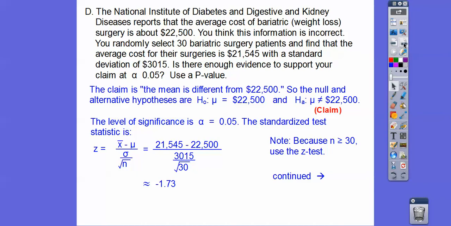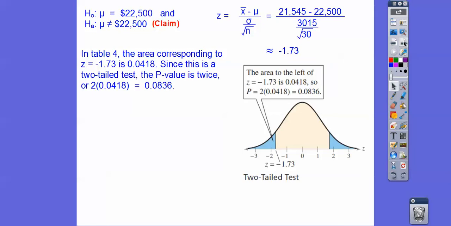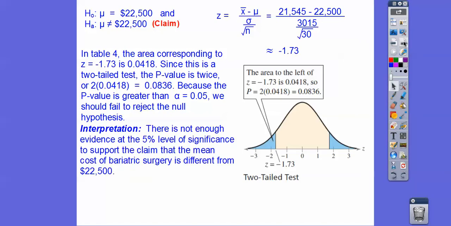Okay, so what we do is we go look up negative 1.73 on the z-score table, and that gives us just this area over here, 0.0418. Well, since it's not equal to, we have to include that area, so if we double that, we get 0.0836. Since that's greater than 5%, we're going to fail to reject the null hypothesis. Okay, so interpret that. There is not enough evidence at the 5% level of significance to support the claim that the mean cost of bariatric surgery is different from 22,500.